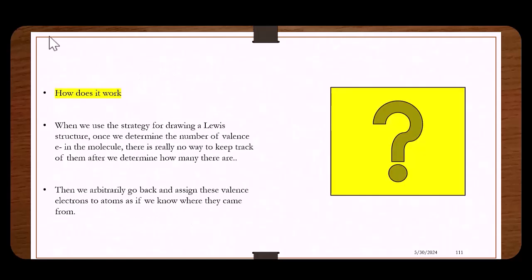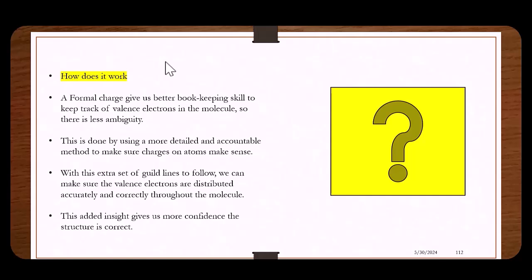How does it work? When we use a strategy to draw Lewis structures, once we determine the number of valence electrons in the molecule, there is really no way to keep track of them after we determine how many there are. Then we arbitrarily go back and assign these valence electrons to atoms as if we know where they came from. A formal charge gives us better bookkeeping skills to keep track of the valence electrons in the molecule, so there is less ambiguity. This is done by using a more detailed and accountable method to make sure charges in the atom make sense. With this extra set of guidelines to follow, we can make sure the valence electrons are distributed accurately and correctly throughout the molecule. This added insight gives us more confidence the structure is correct.